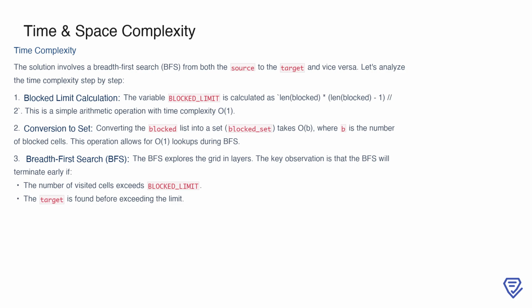Next, we convert the blocked list into a set, referred to as blocked_set. This conversion takes linear time, or O(B), where B represents the number of blocked cells. Using a set here is essential because it allows for constant time, or O(1), lookups during the BFS. Finally, the BFS itself proceeds layer by layer, exploring neighboring cells. The process terminates early either when the number of visited cells surpasses blocked_limit or when the target cell is found before reaching this limit. This ensures we minimize unnecessary exploration in the grid.